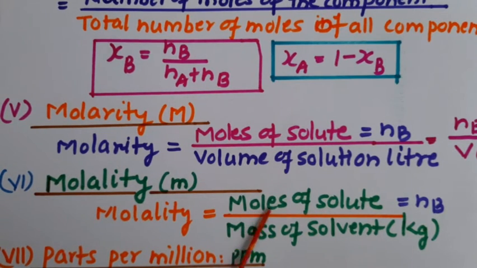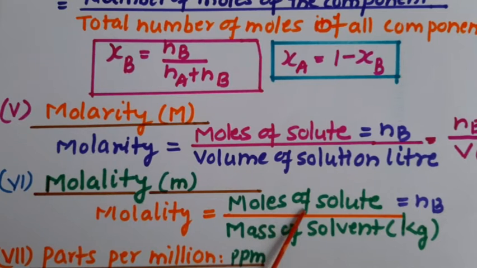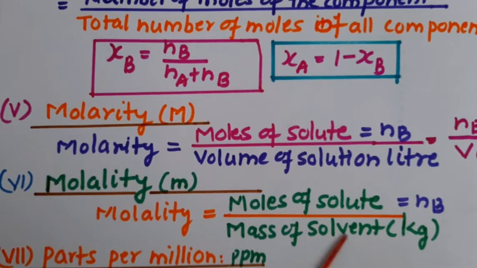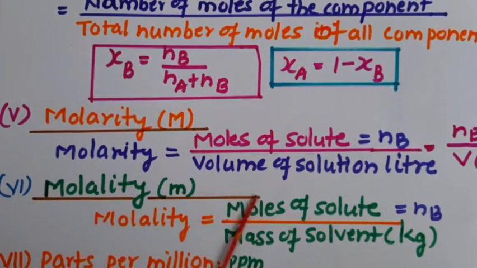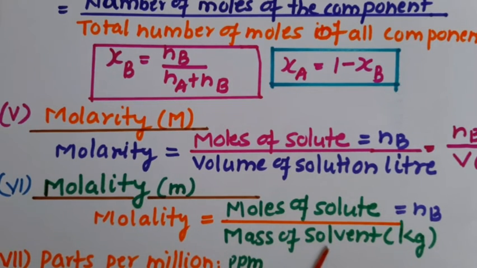If you have considered the 20% solution of glucose, the mass of solvent will be equal to 80 gram. Convert this 80 gram into kg. It means 80 gram divided by 1000 will give you the mass of solvent in kg. So the 1000 will be taken above, and number of moles multiplied by 1000 divided by mass of solvent in gram will give you the molality of the solution. So we can easily convert the percentage composition into molality.